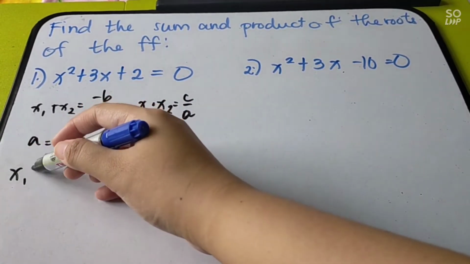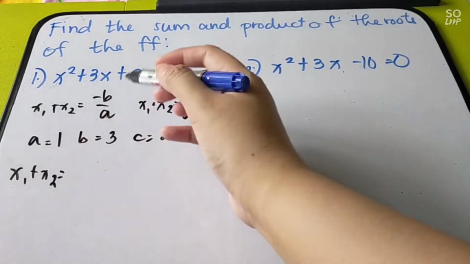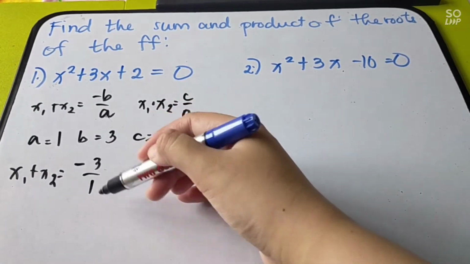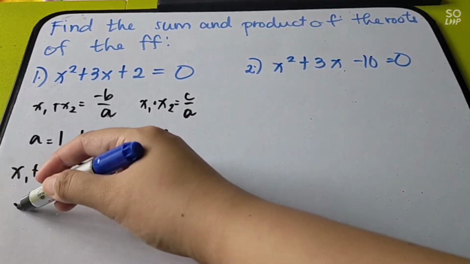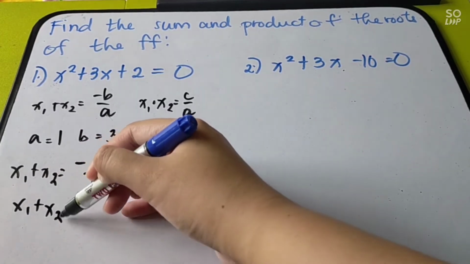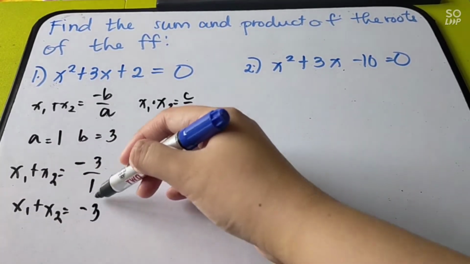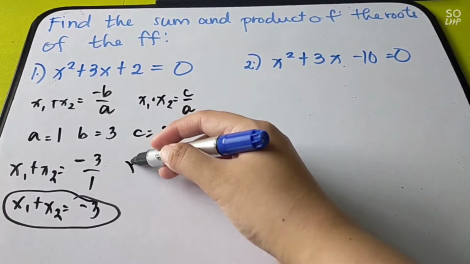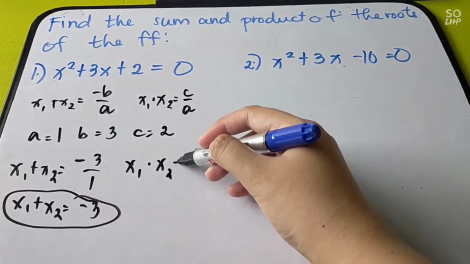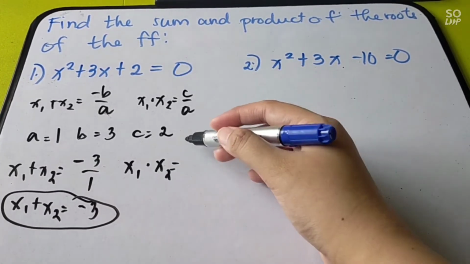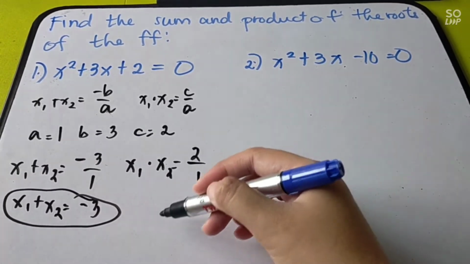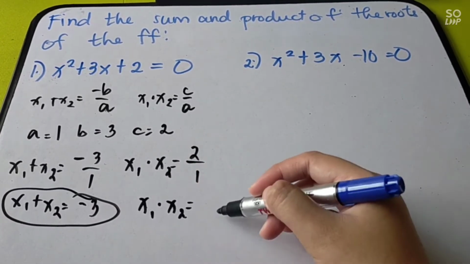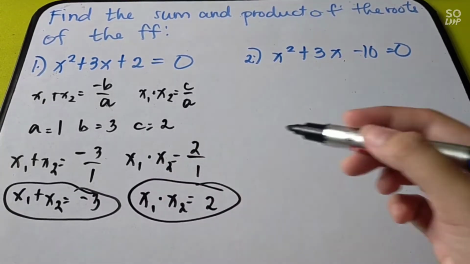So, we have x sub 1 plus x sub 2 is equal to negative, your b is 3 over 1. What is negative 3 over 1? So, therefore, ang sum mo is x sub 1 plus x sub 2 is equal to negative 3. That's the sum. For the product, we have x sub 1 times x sub 2 is equal to, your c, we have here 2, your a is 1. 2 divided by 1, the answer is positive 2. We're done. That is it.